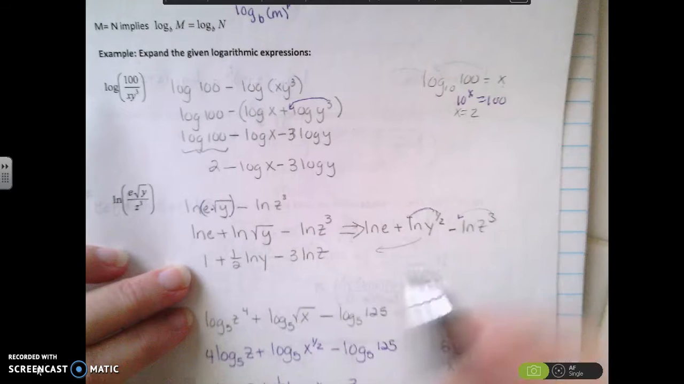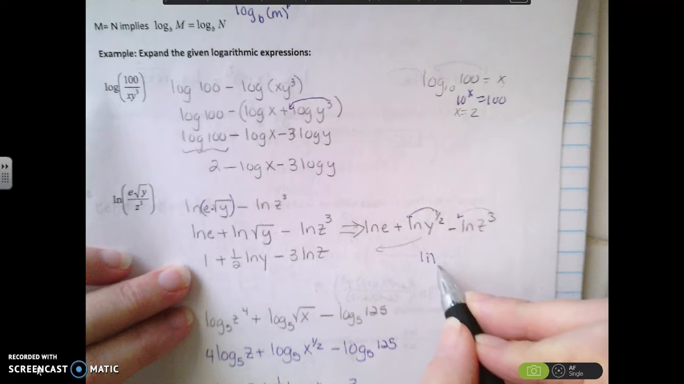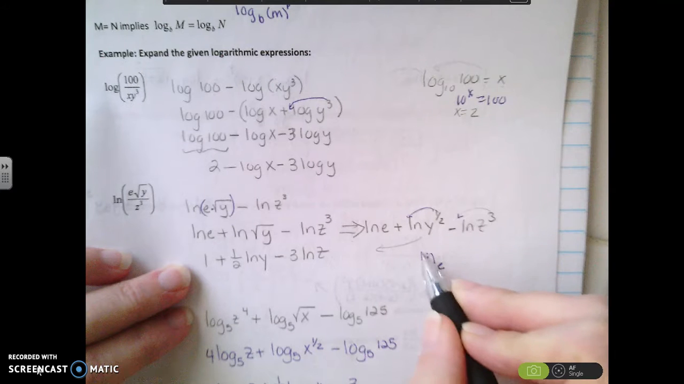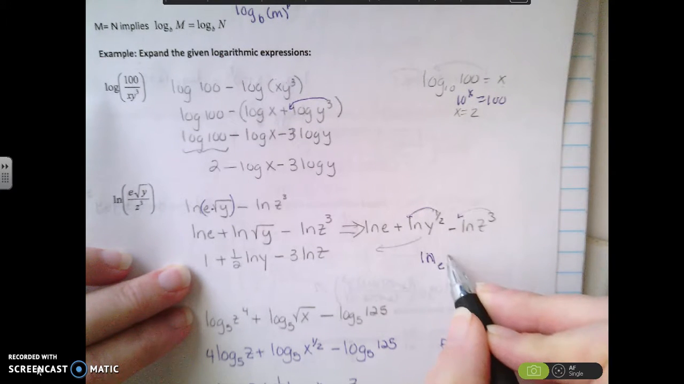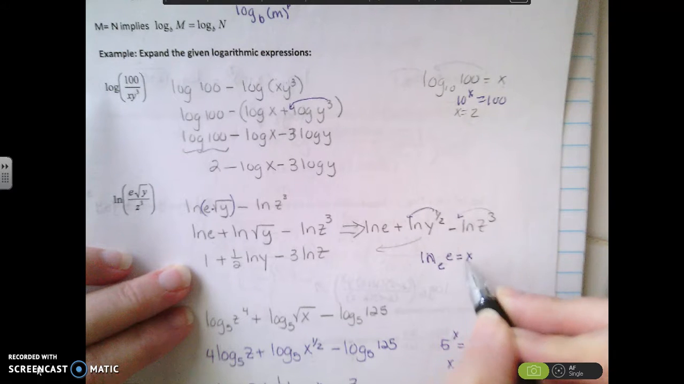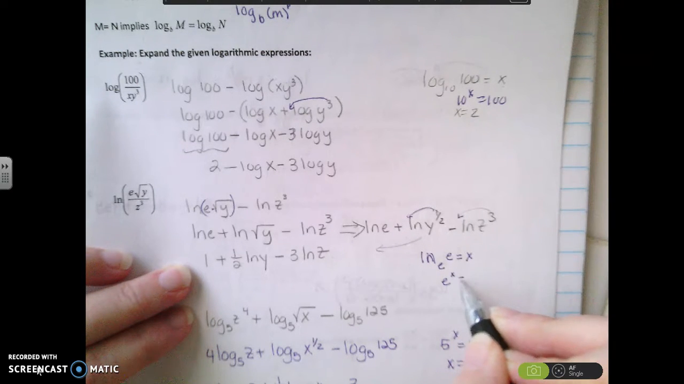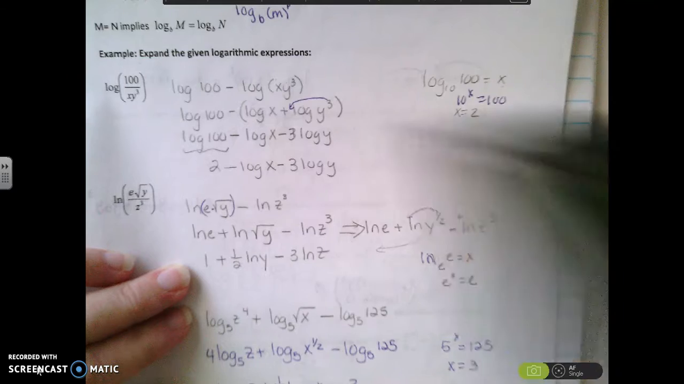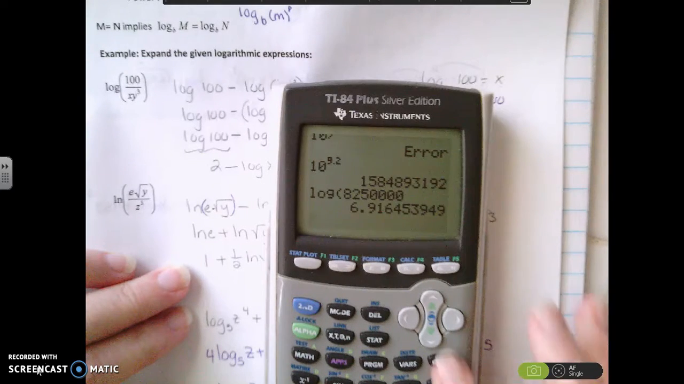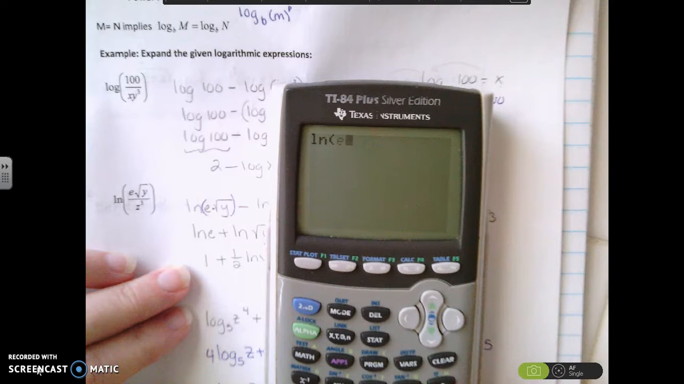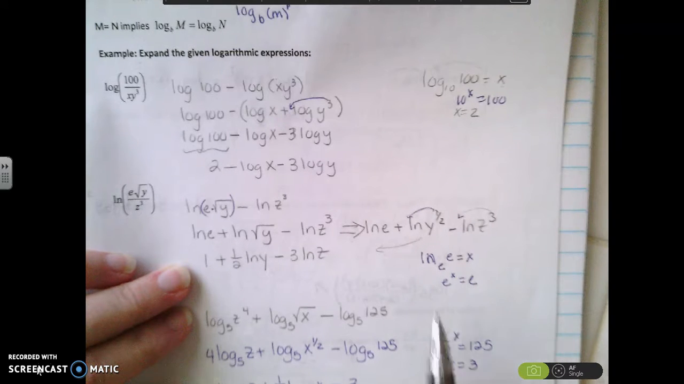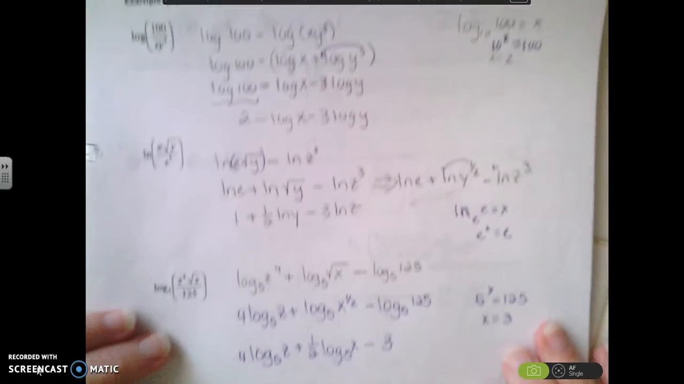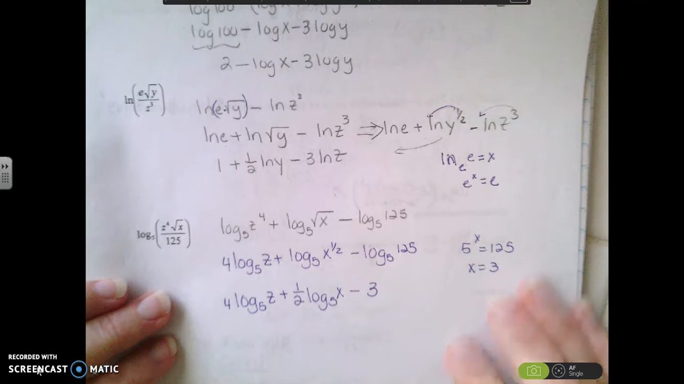Now this is the other part you've got to remember. ln is the same thing as base e. So basically I'm saying log base e of e equals x. So I'm saying e to what power equals e. That would be 1. You can also check those in your calculator. If we do ln e in our calculators, we should come up with the value of 1. That's one way of explaining it, but you can also understand how it works mathematically. Okay, so that's our final answer. That's our expanded logarithm.